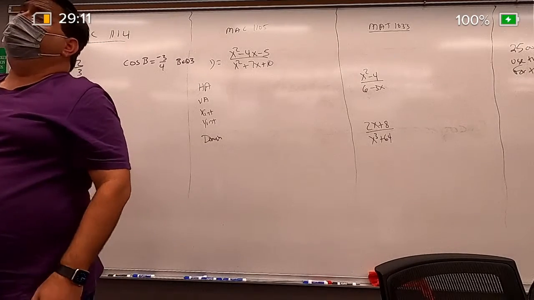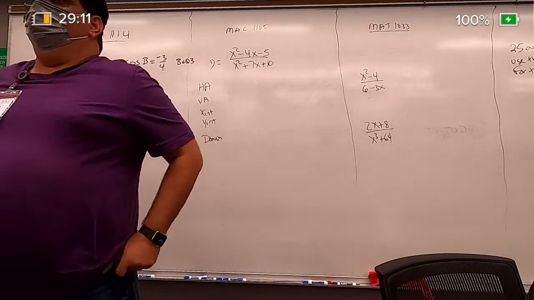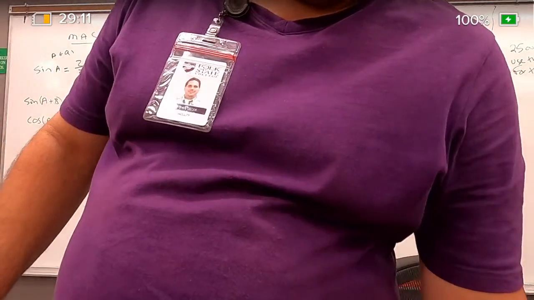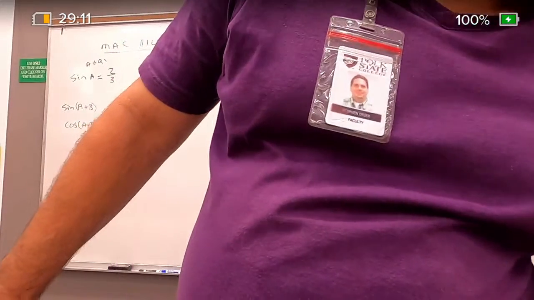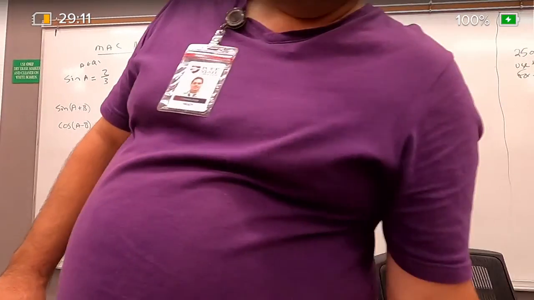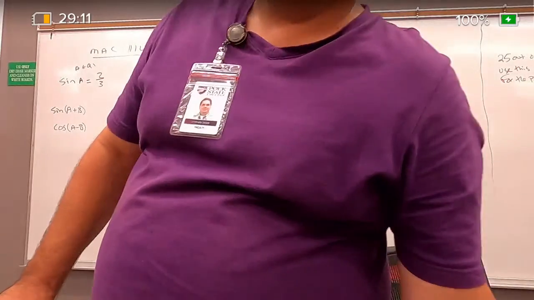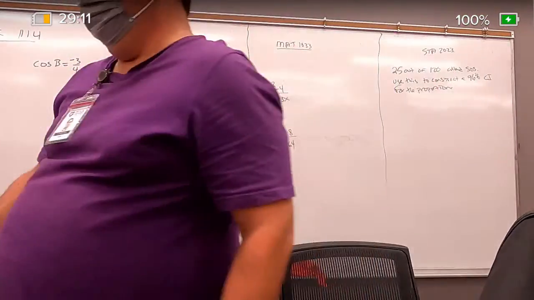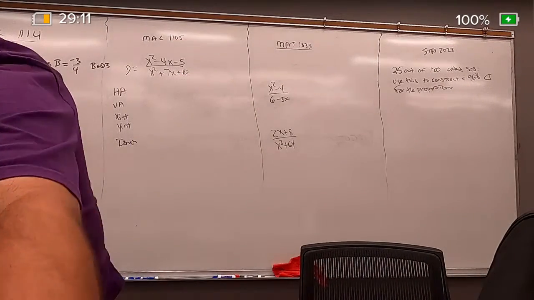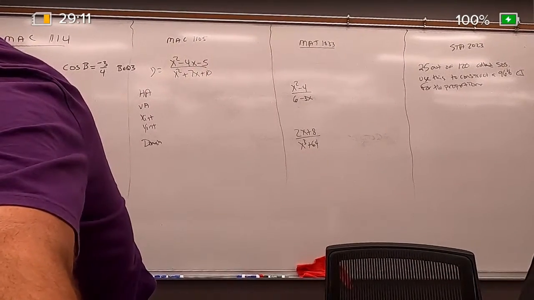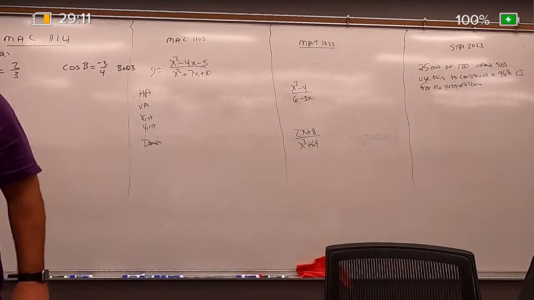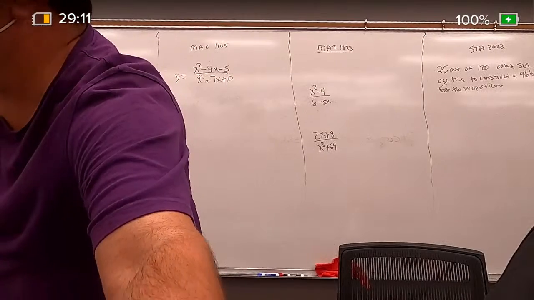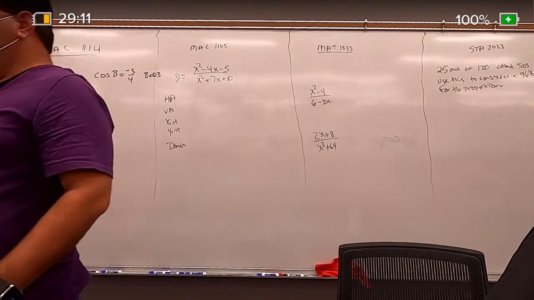How do you find the horizontal asymptote? Yeah. So you're going to look at the degree on top and the degree on bottom. You're going to compare them. Yeah, the exponent. Should it be squared? Yes, squared. And you're going to compare it to the one on the bottom.